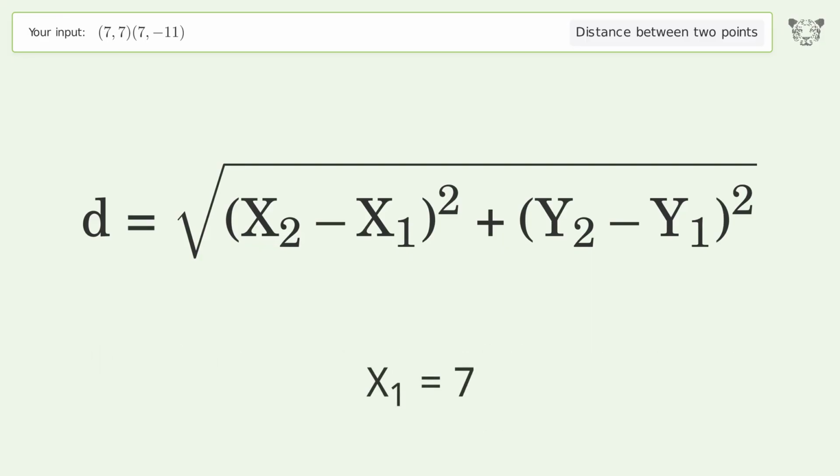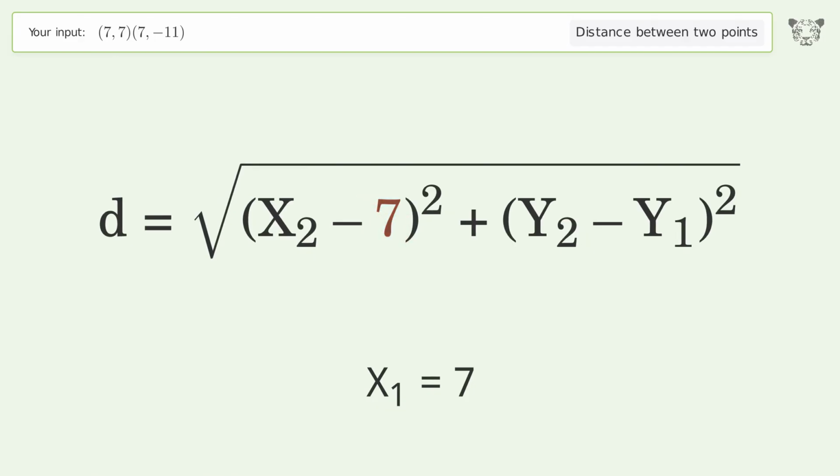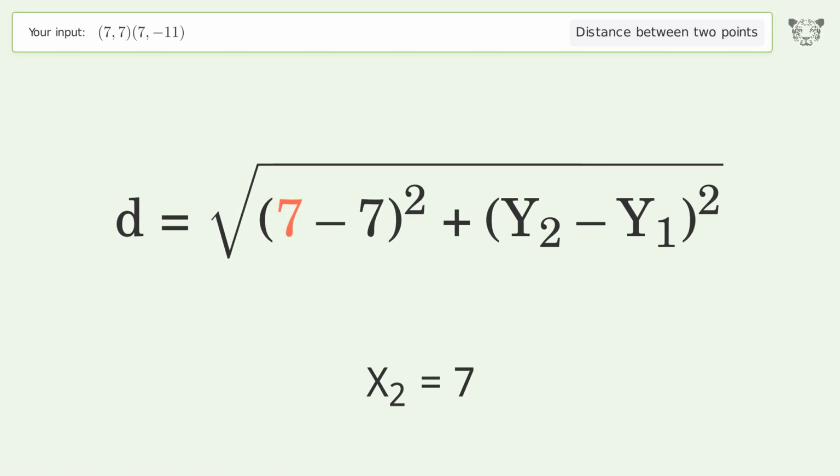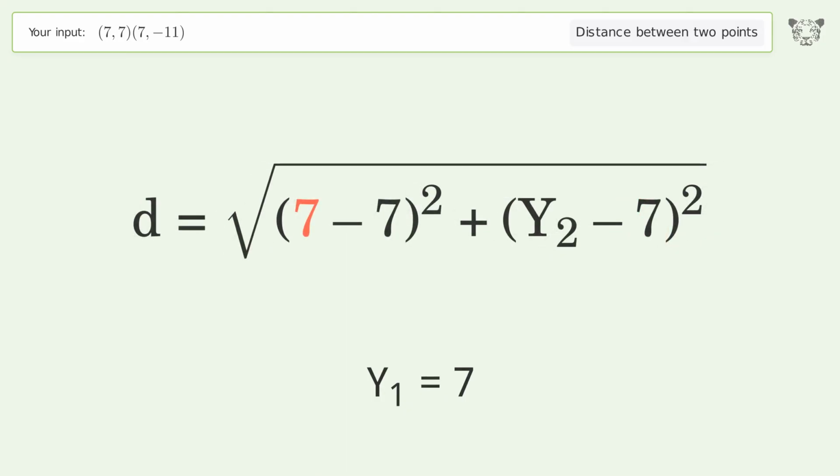x1 equals 7. x2 equals 7. y1 equals 7. y2 equals -11.